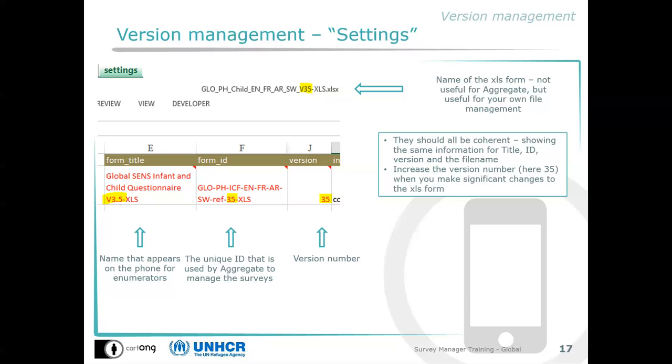The form ID, that's something I had been mentioning at the last webinar as well. This is really what Aggregate needs to manage the surveys. So if you want to try a new version and you're not changing this, Aggregate will not allow you to upload the form. It will tell you that there is a conflict. It already has the same form in the settings.